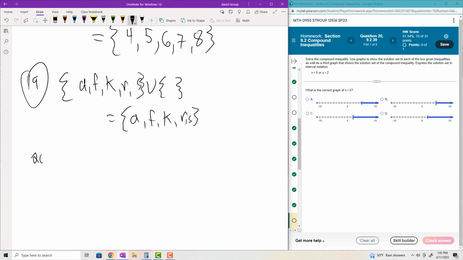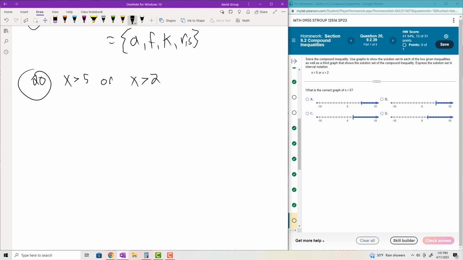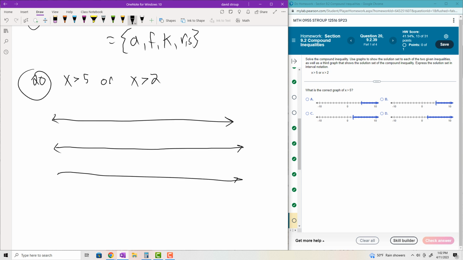Okay, so it's 20. We have x greater than 5 or x greater than 2. Okay, so do my number lines just like before. I'm going to plot each one. So I have 2 and 5. I just plot those numbers on my number line. So it's everything greater than 5, but not including 5. And then everything greater than 2, but not including 2.